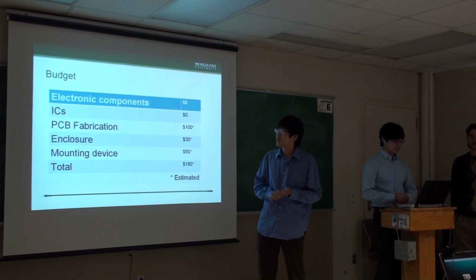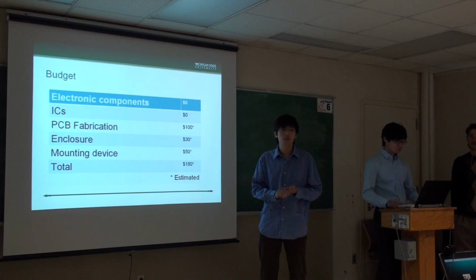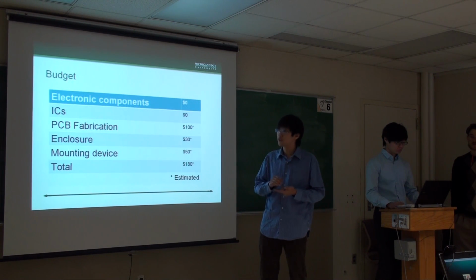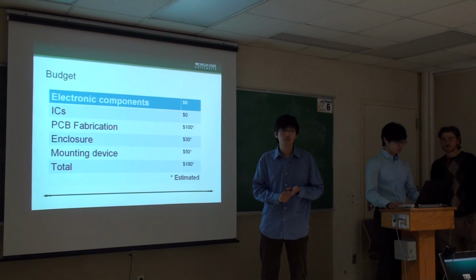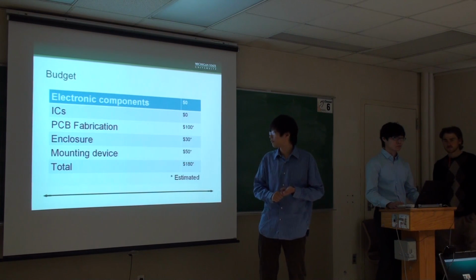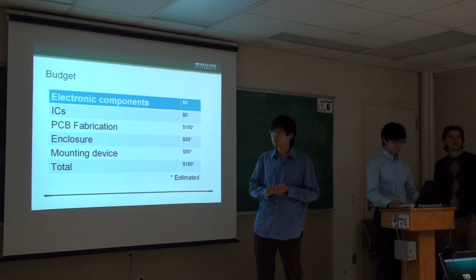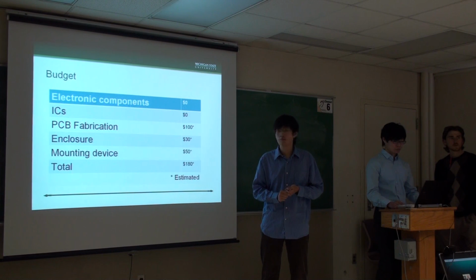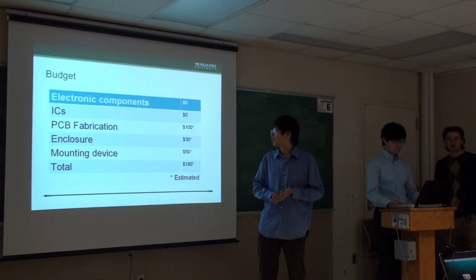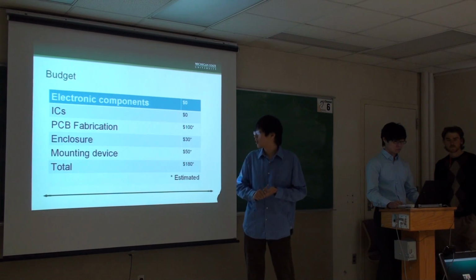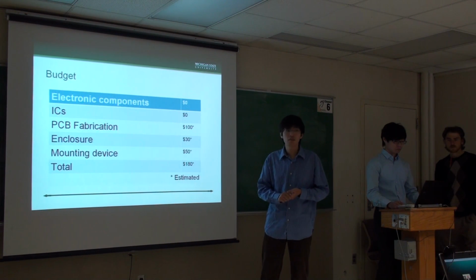And since the device will be mounted in an industrial environment, we want to put it in a case so that we can prevent outside sources of interference. We give an approximation of $30 for the case. And mounting devices, we need some mounting devices like mounting rail and so on. We give an approximation of $50, and that gives a total of $180.